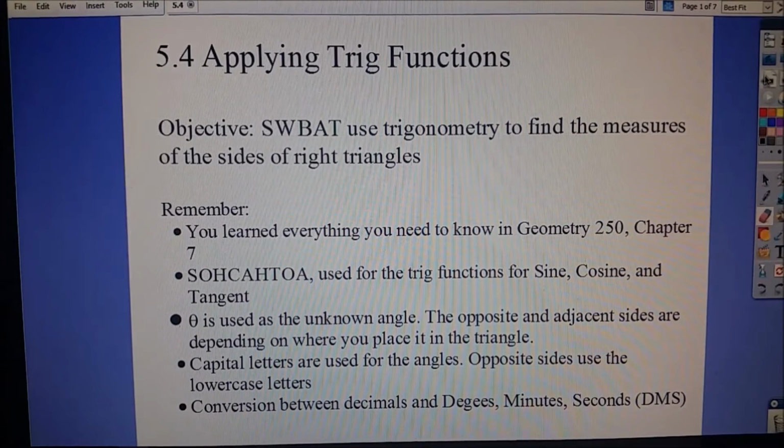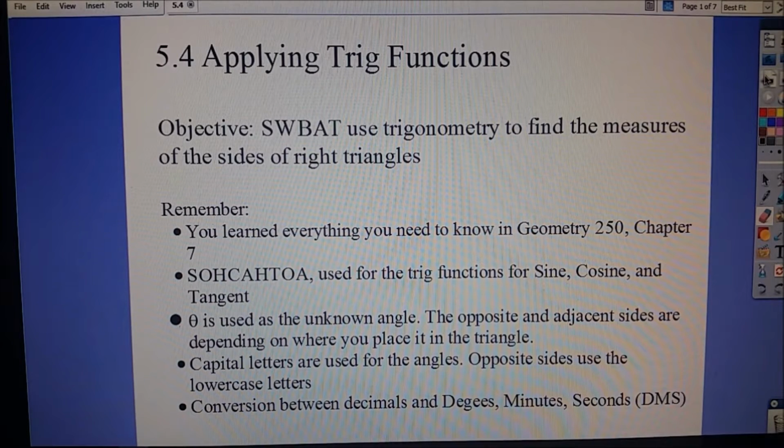Welcome everybody again. It's Fraser Nation, the Trigonometry Chronicles, and today we're going over 5.4, applying trig functions. This is basically the beginning of solving right triangles using sine, cosine, and tangent.